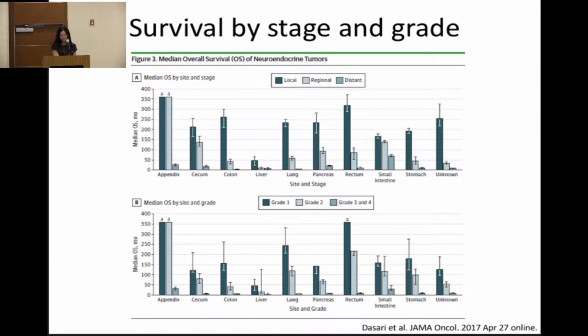So this is breaking down survival by the site, stage, and grade. As you can see, appendiceal tumors have the best prognosis in terms of median overall survival. And patients that have localized disease and grade 1 also tend to do best.